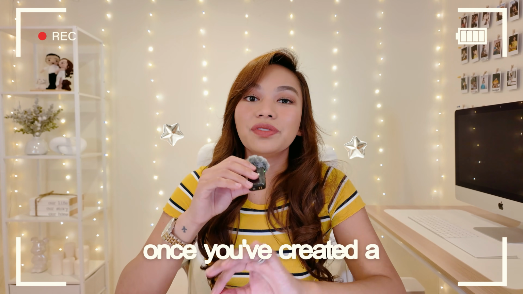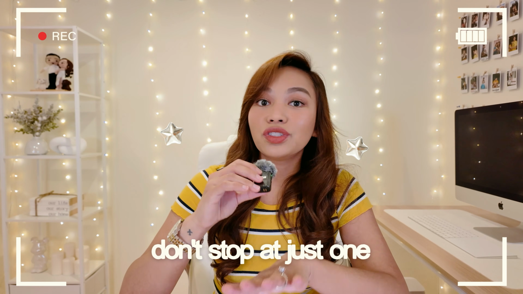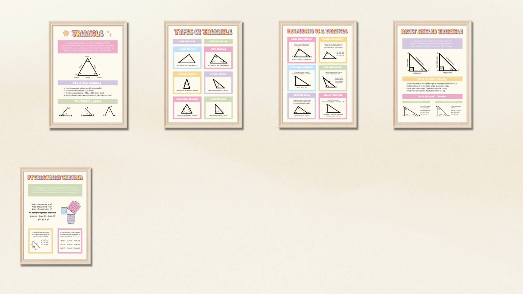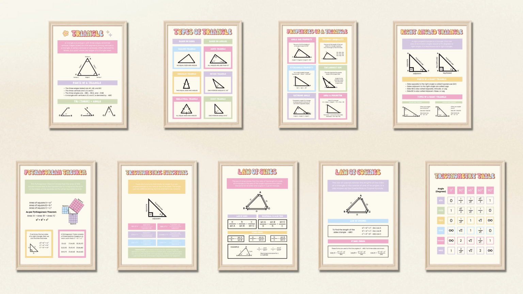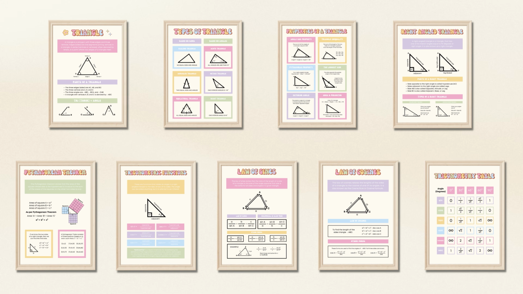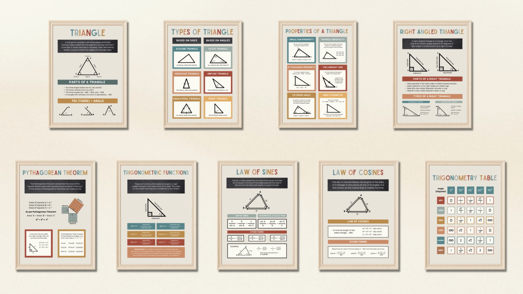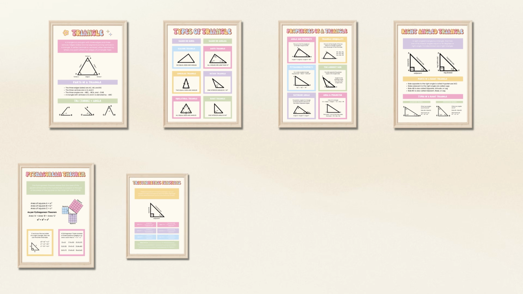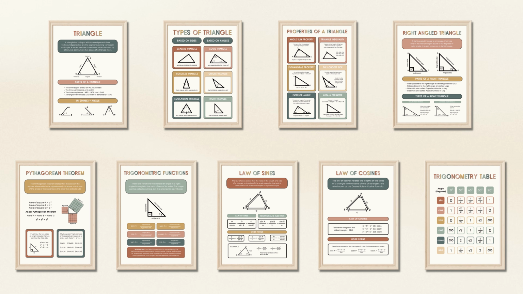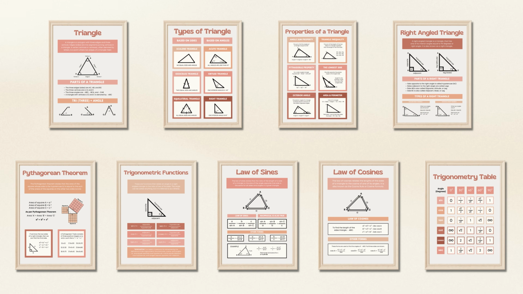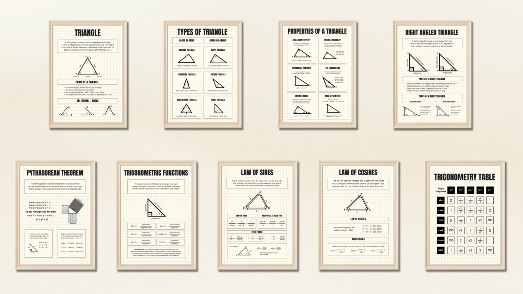Another tip is that once you've created a poster set, don't stop at just one design style. Take a look at these trigonometry posters. I actually created several different design variations for the exact same product. We've got this style, this style, this style, and this style. They all contain the exact same information and follow the same layout. The only things I changed were the colors, fonts, and a few decorative elements.